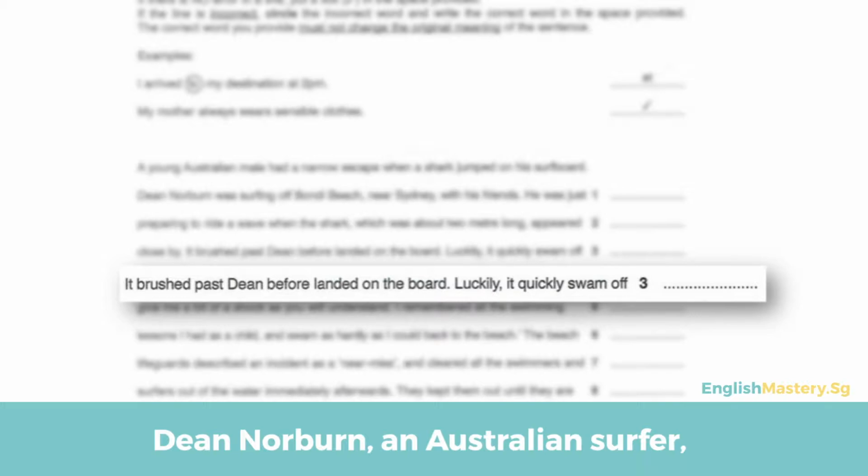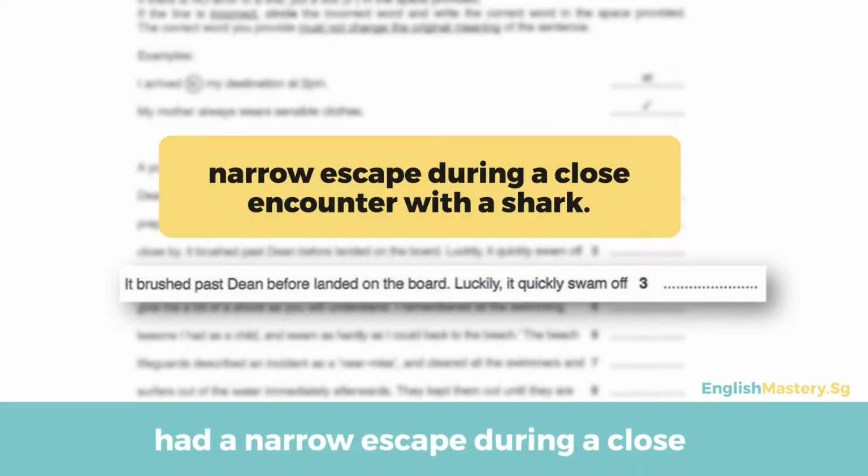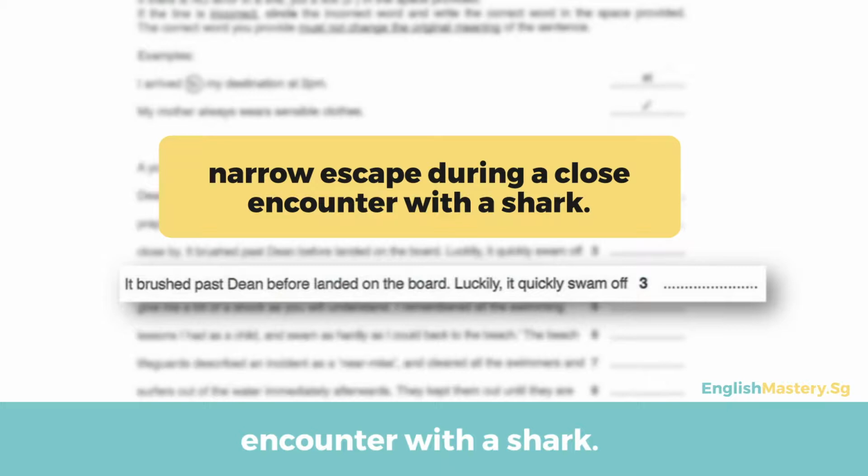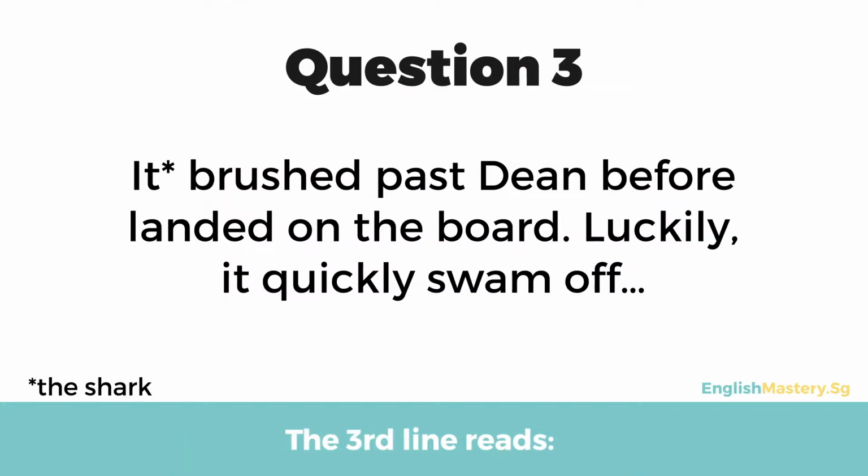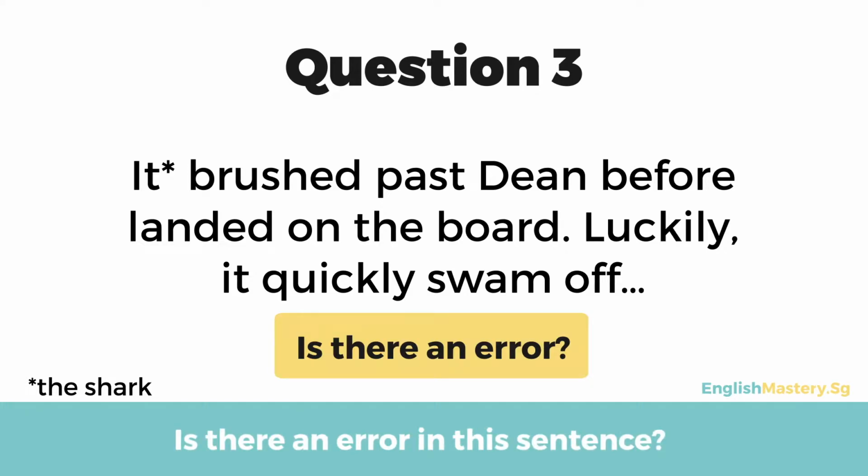This text is about how Dean Norburn, an Australian surfer, had a narrow escape during a close encounter with a shark. Let's continue with the third question. The third line reads, "It brushed past Dean before landed on the board. Luckily, it quickly swam off." Is there an error in this sentence? If so, can you spot it?